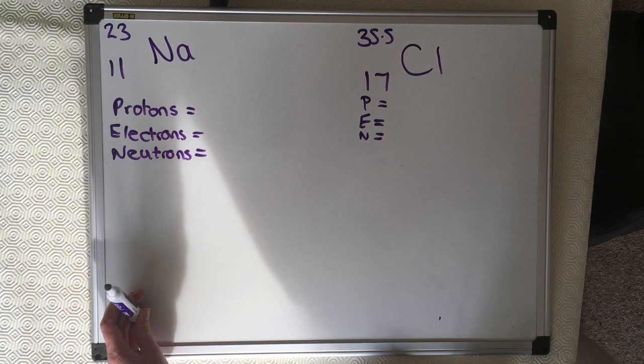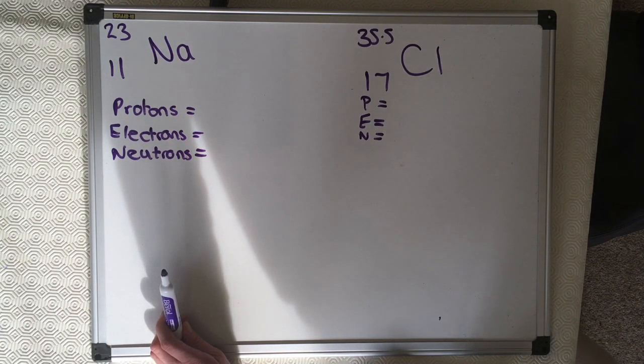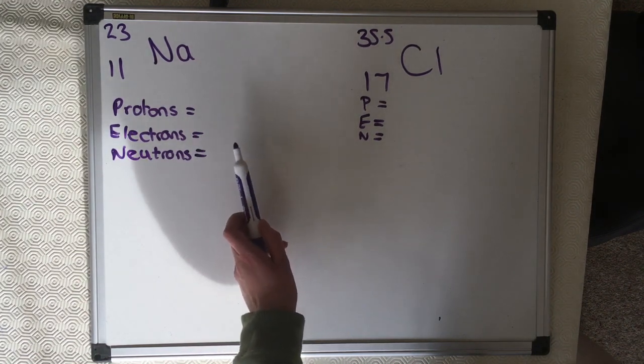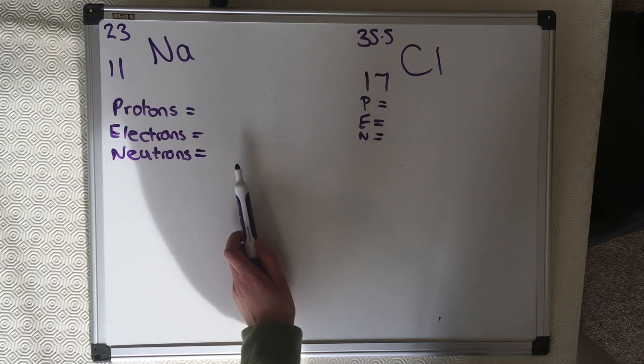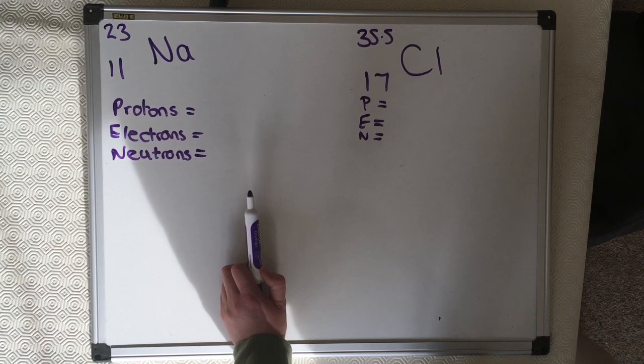You will need a periodic table in this video, and you will be able to pause it at times to complete work, so you'll need a piece of paper to write your answers on. Once you're ready, start the video and we can go through what we're going to do to start. So, calculating protons, electrons and neutrons as a starting point.